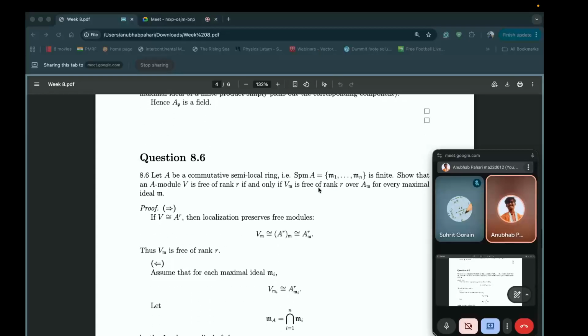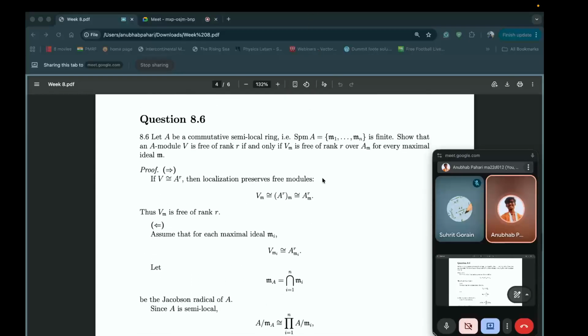Okay, so let us start focusing on this. Let A be a commutative semi-local ring. This implies that its spec max is finite, and so an A-module V is free of rank R if and only if Vm is free of rank R over Am for every maximal ideal M. Now let us try to prove the forward direction first.